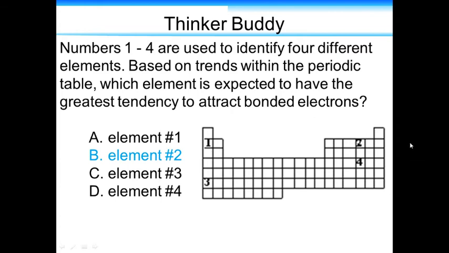Element 2 has the highest attractive ability in terms of drawing electrons to itself. Remember, our electronegativity trend increases going left to right and also increases going from bottom to the top of the periodic table.